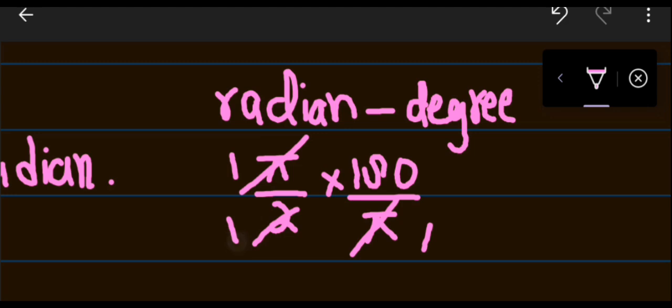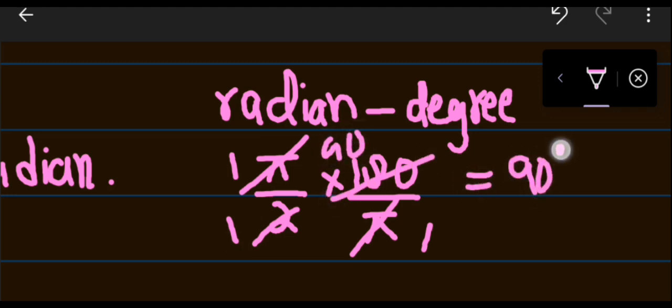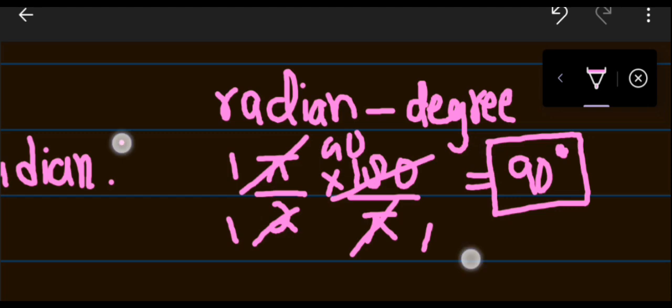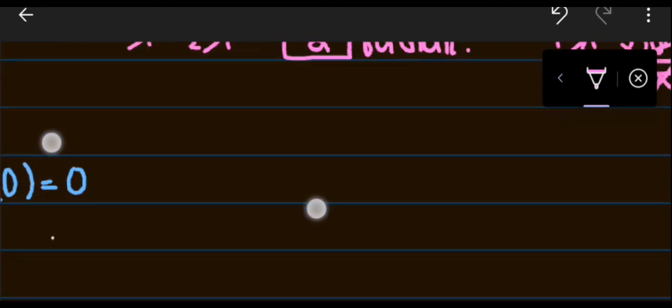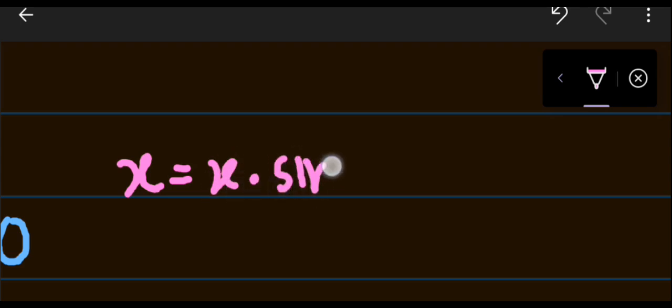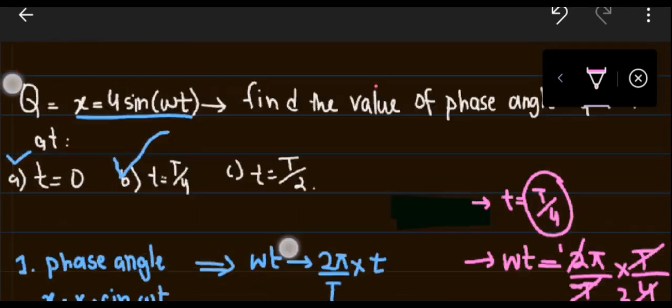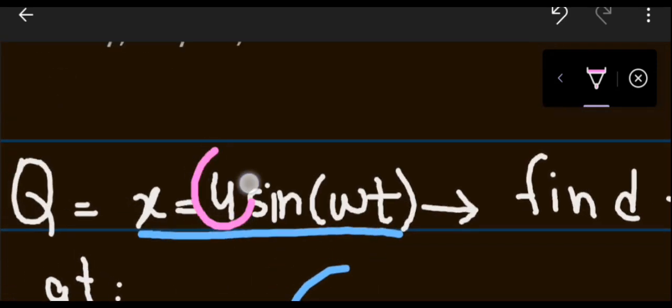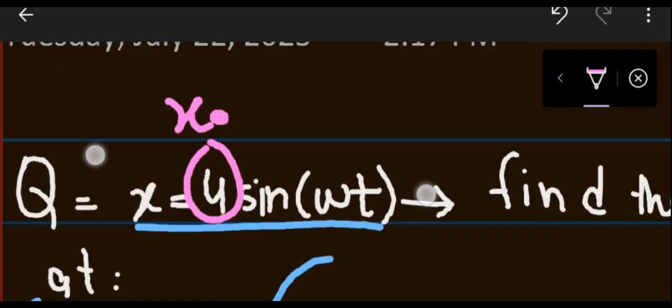2 ones are 2, 2 90s are 180. So here I got 90 degree. So I got 90 degree. Now if I'm going to find out the displacement, so x is equal to x naught sine omega t, and here in the equation the x naught is given, and this x naught is 4.